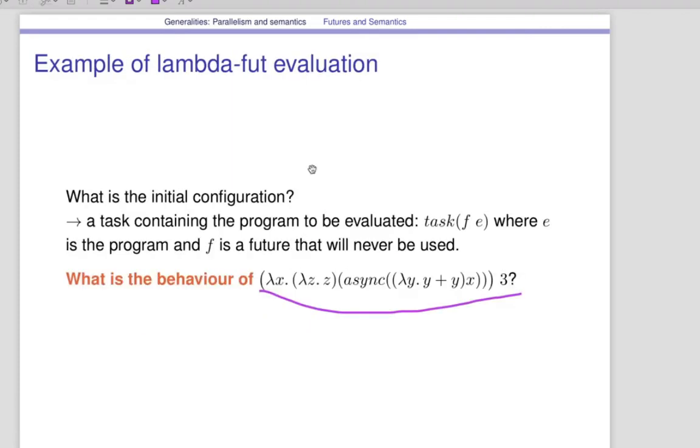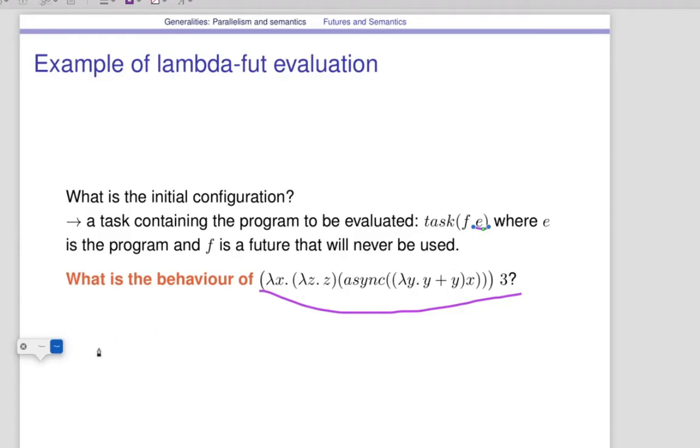To finish with, I'll show you an example of a lambda future evaluation to illustrate the semantics and show you how it works in practice. But first, as usual, we need to create a configuration from a program, and a program is just a term e. So I want to create a task that will evaluate the program. So the initial configuration for a program e here is just a single task that will fulfill the future f. You don't care about f because it's a future that will never be used, but it's a way to create a configuration, and e is the program itself.